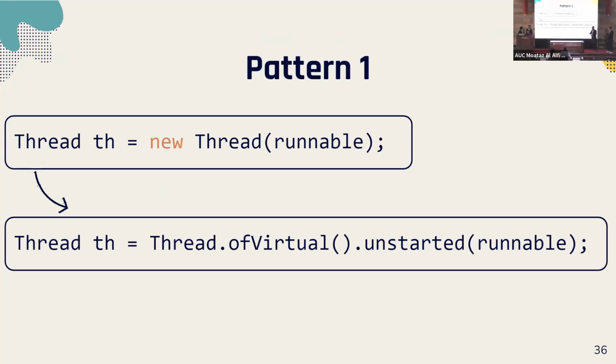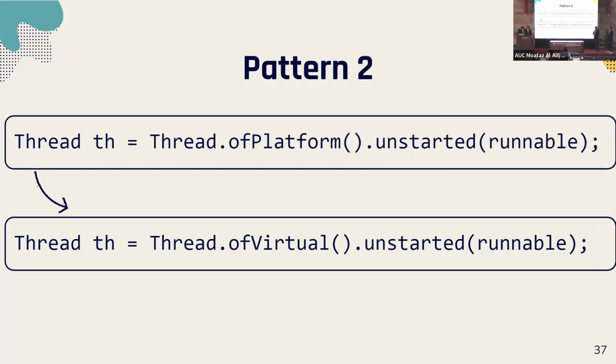The very first pattern is a bit trivial. It's a one-to-one change of code. It's for whenever a thread is instantiated using the keyword new Thread, using the constructor of the Thread object. It's fairly simple to migrate. You just use the ofVirtual method for the Thread class and create an unstarted object and give it the same runnable. Fairly simple. The second pattern is also very similar. It is triggered whenever we have the ofPlatform keyword. We change it to use the ofVirtual keyword.